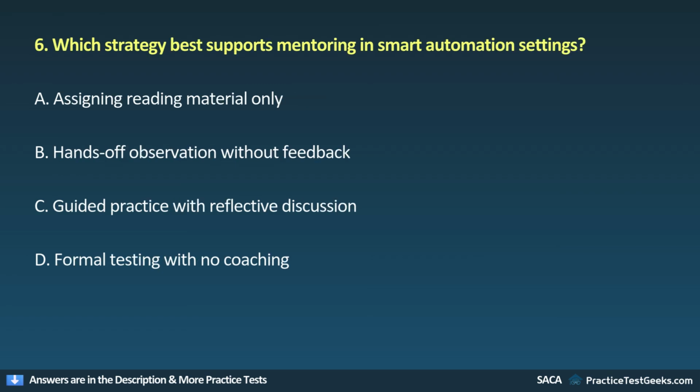6. Which strategy best supports mentoring in smart automation settings? A. Assigning reading material only. B. Hands-off observation without feedback. C. Guided practice with reflective discussion. D. Formal testing with no coaching.